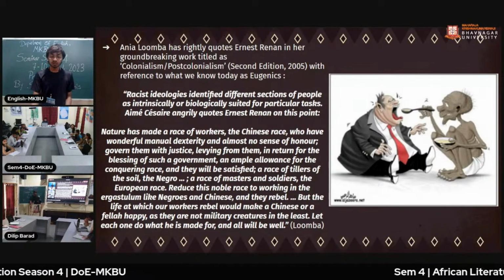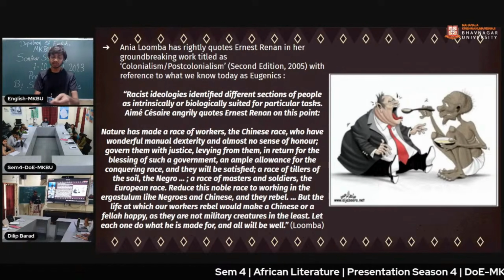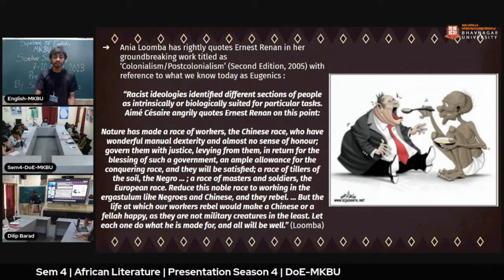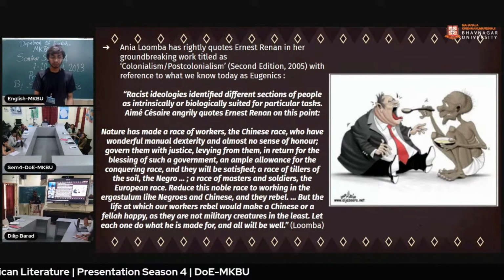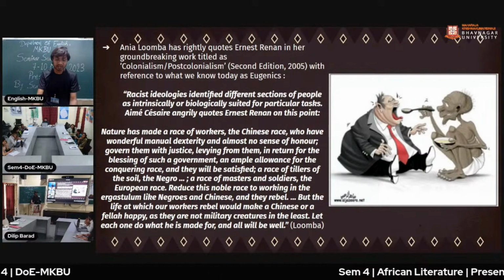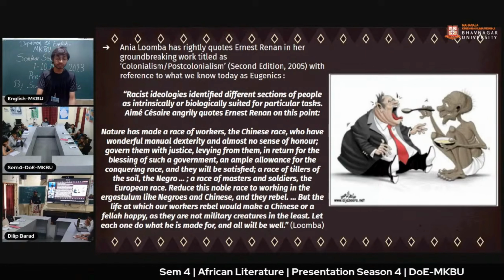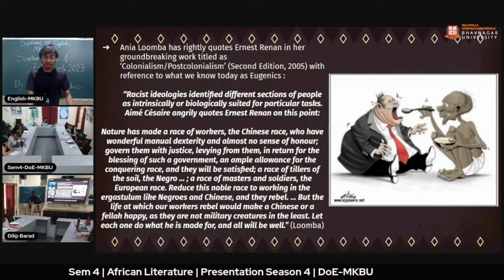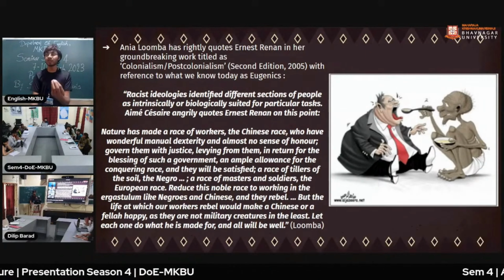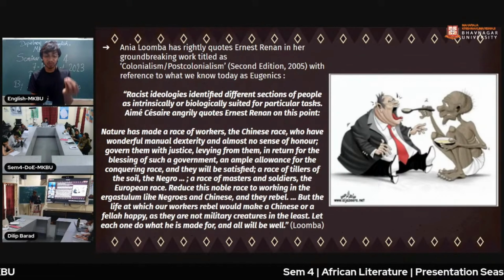So how Anya Lumba expresses these things in her book, like so, resist ideologies. She quotes Ernest Renan. Resist ideologies identify different sections of people as intrinsically or biologically suited for particular tasks. Aimé Césaire angrily quotes Ernest Renan on this point. So again, verbal irony is coming here. Here, a race of masters and soldiers. These words are quite key words to understand the themes of the political scenario. The race of masters and soldiers.